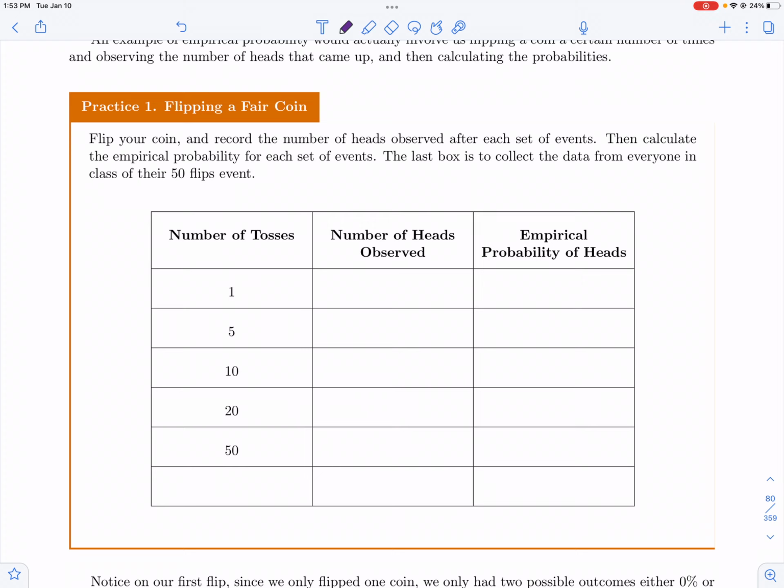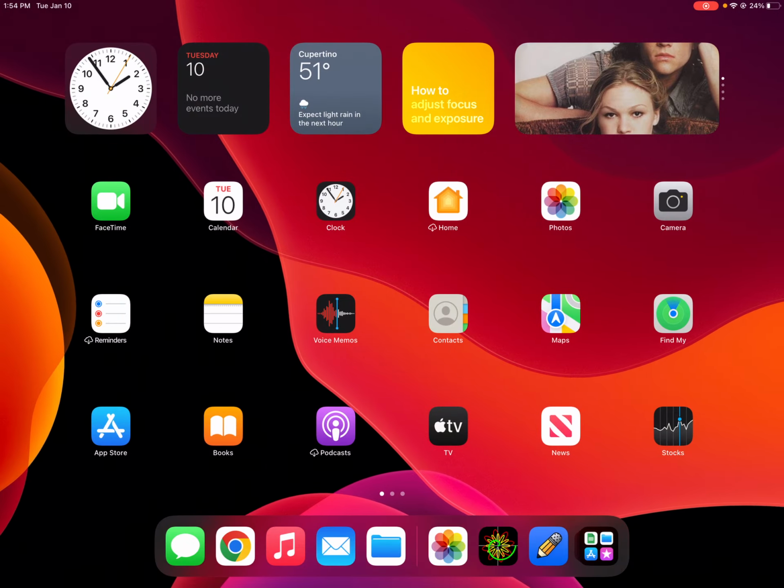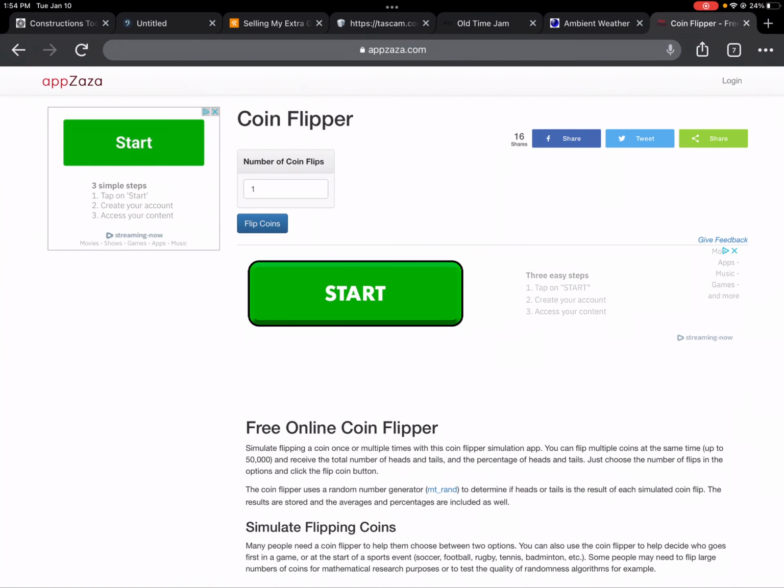Now in the first case, number of tosses 1, if we only flip the coin once, we're only going to have a choice of either heads or tails. So we're either going to get 0 in the heads column or 1. And since our total number of tosses is 1, we're either going to get 0 over 1, which is 0, or 1 over 1, which is 100%. So this obviously doesn't give us the 50% we're probably thinking about, but it'll build us to where we want to go. All right, so we flip over to the little app I found here.